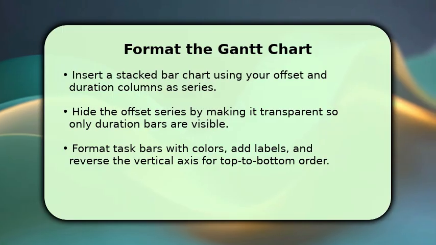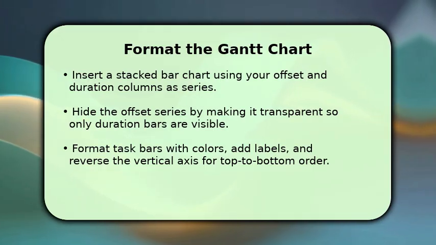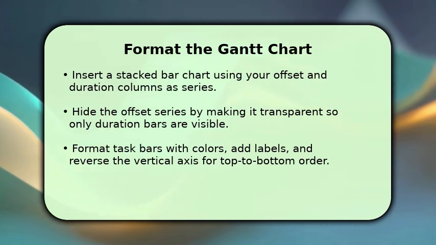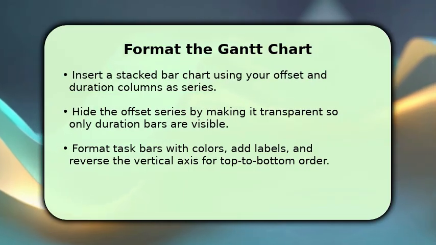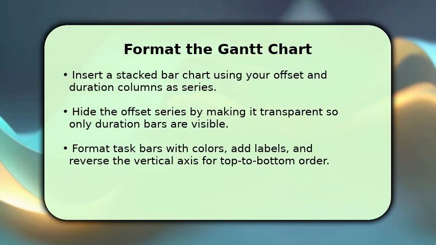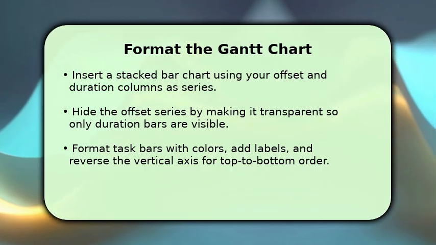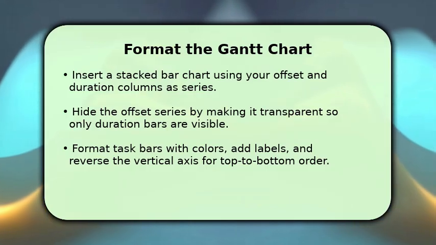Select the offset and duration columns and insert a stacked bar chart. Make the offset series invisible so only duration bars appear, and reverse the vertical axis so tasks list top to bottom. Customize bar colors for phases or priorities, add data labels showing dates or durations, and adjust grid lines and axis formatting for readability. These tweaks transform a raw chart into a clear project timeline you can share with stakeholders.